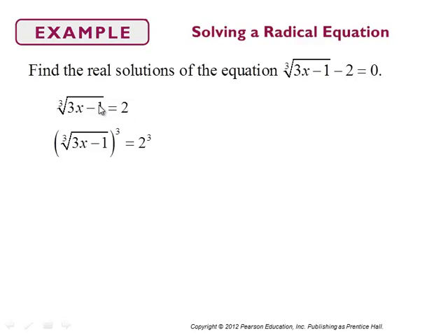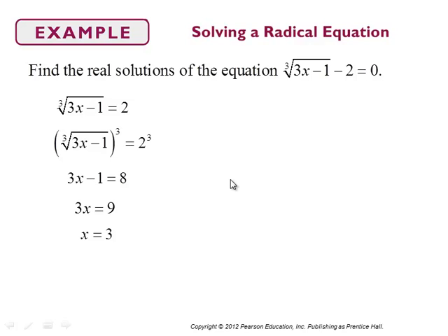And then, this being a cube root, the inverse operation of cube root is cubing. So we will take the third power of both sides. We will cube both sides. Now on the left-hand side, when you raise the cube root to the third power, that's just going to cancel the cube root, leaving you just with 3x minus 1. 2 cubed on the right-hand side is 8. And then this is a more recognizable equation. Add 1 to both sides, divide by 3. And you have your solution.